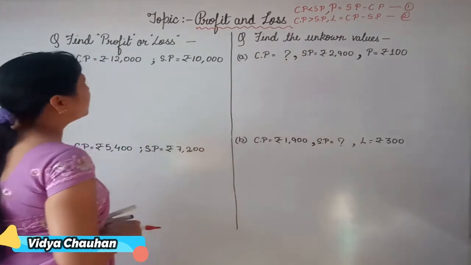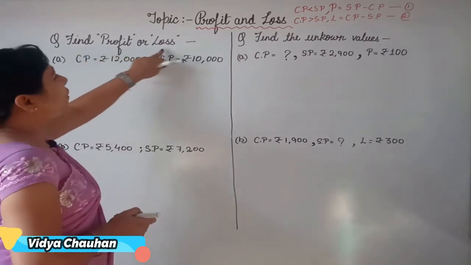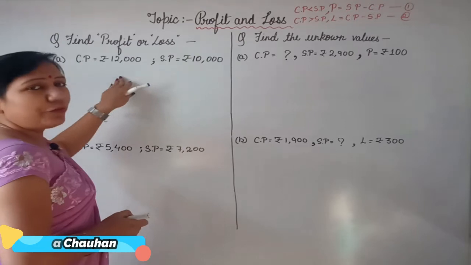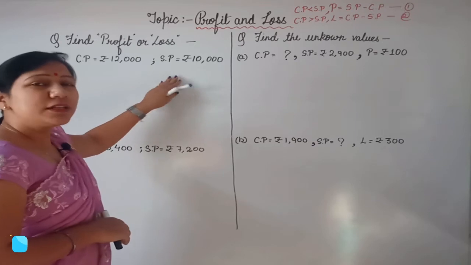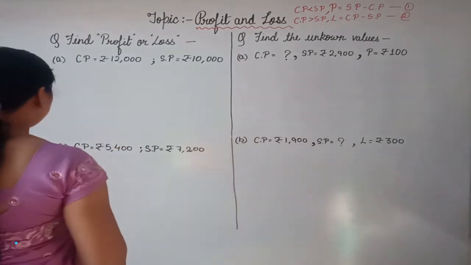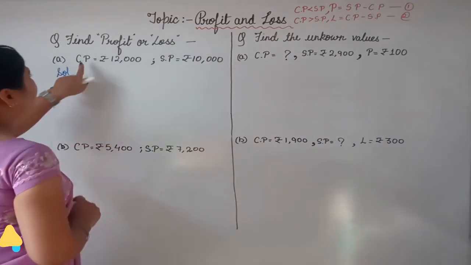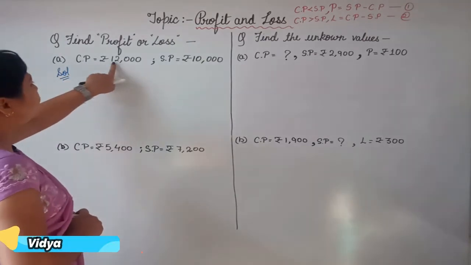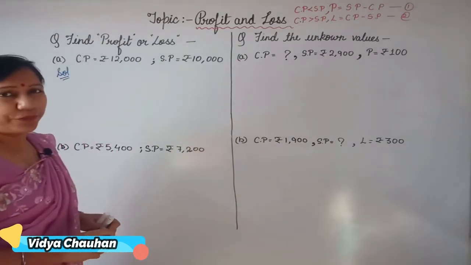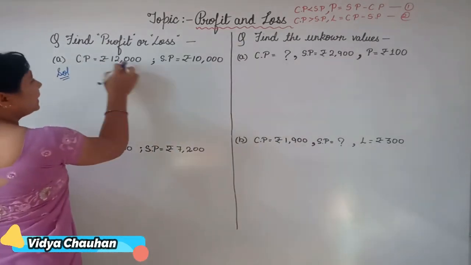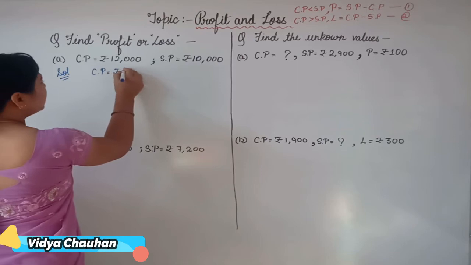So let's start with the questions one by one. In the first question, you have to identify whether there is a profit or a loss. If it is a profit, then find the profit value. If it is a loss, then find the loss value. Let's check out the solution one by one. In the first part, the given thing is the cost price of an item is rupees 12,000 and the selling price of the item is rupees 10,000, right? So CP is 12,000 and SP is 10,000. CP is equal to 12,000.